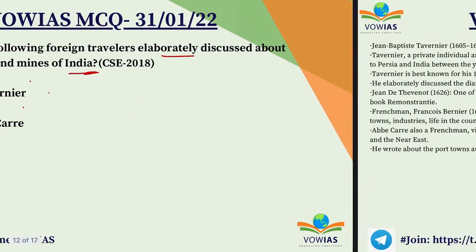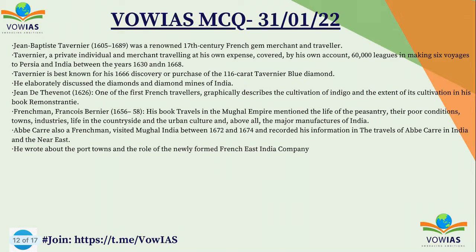Jean-Baptiste Tavernier was a renowned 17th century French gem merchant and traveler. Tavernier, a private individual and merchant traveling at his own expense, covered by his account 60,000 leagues in making 6 voyages to Persia and India between the years 1630 and 1668. He is best known for his 1666 discovery or purchase of the 116-carat Tavernier blue diamond. He elaborately discussed the diamonds and the diamond mines of India.